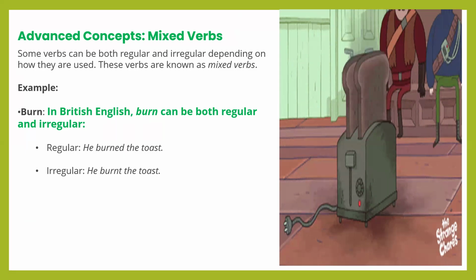For example, in British English, burn can be used both as a regular verb and as an irregular verb. Regular verb example: he burned the toast. Irregular verb example: he burnt the toast. Past tense. So the advanced concept about verbs is that there are mixed verbs also, and these mixed verbs can act as both regular and irregular depending on how they are used.